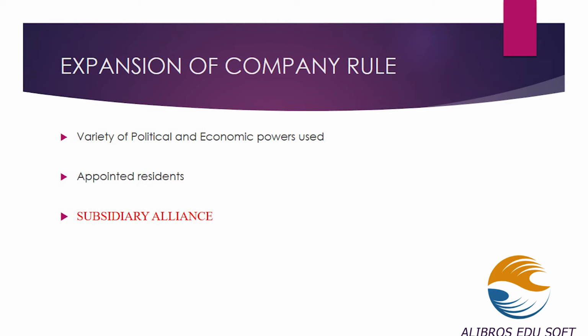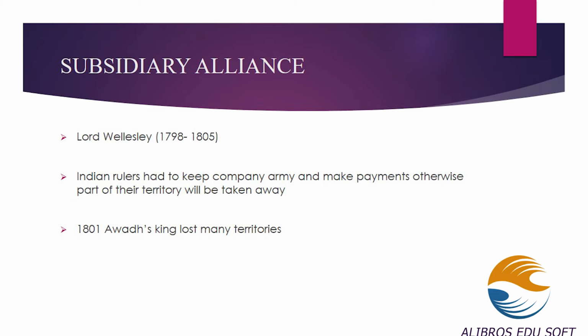Next is the expansion of company rule. The company used a variety of political and economic methods to extend their influence. They appointed residents to interfere in the personal and internal affairs of Indian states. That later became known as the subsidiary alliance. Next I am going to discuss the subsidiary alliance.